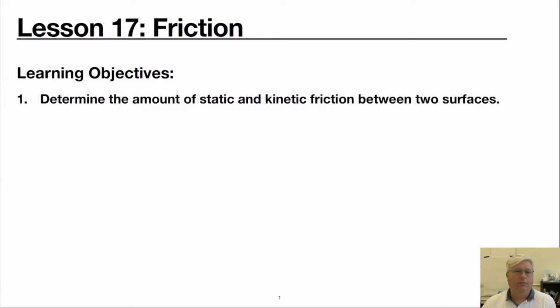So in this lesson, we're going to learn about friction. You're going to learn how to determine the amount of static and kinetic friction between two surfaces. We've already learned a little bit about static and kinetic friction as types of forces, so we'll go into a little more detail with that. And then we'll also apply the equilibrium model to it, like we started learning about in the previous lesson.